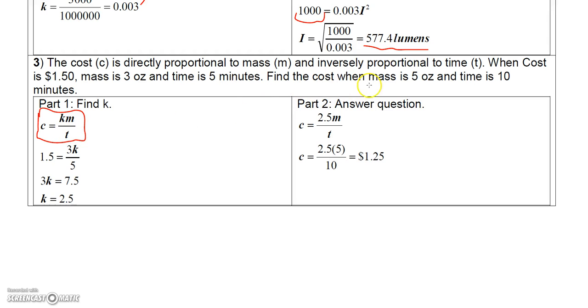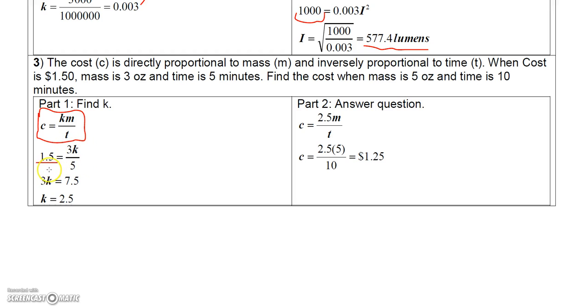And now let's see what we're given. We know that when cost is $1.50, mass is 3 ounces and time is 5 minutes. So let's put $1.50 in for cost, 3 ounces for the mass, and 5 minutes for the time. So we know 1.5 is equal to 3K over 5.